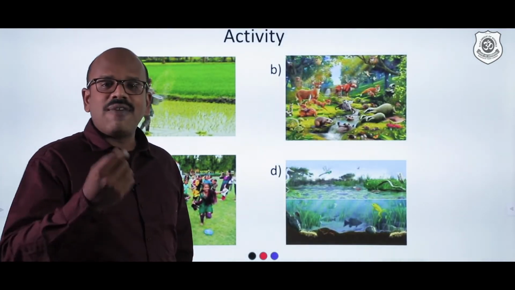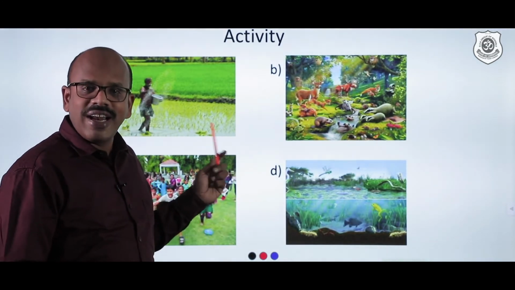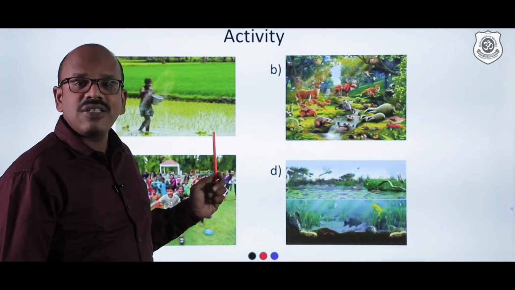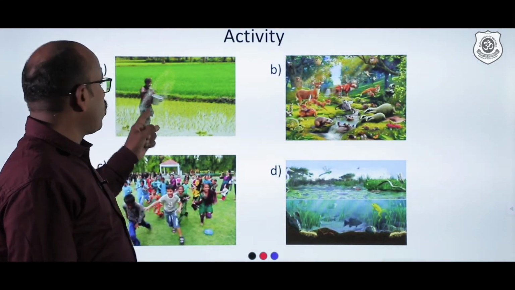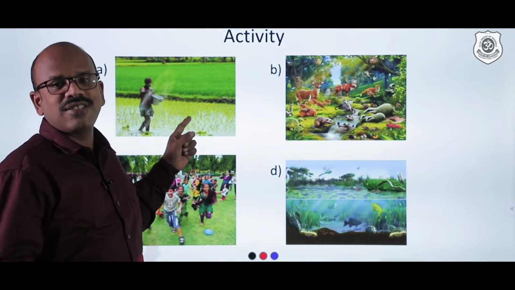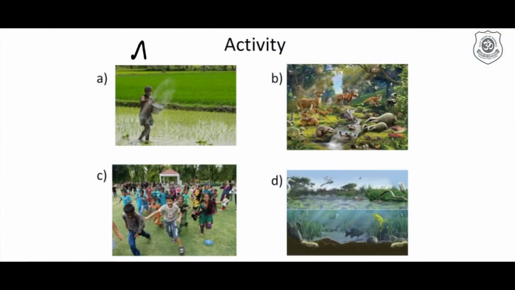Now, let us have a small activity. I am just showing you some pictures and I want you to identify whether they are natural or human-made. Boys, can you tell me A? Yes, you are right. A is artificial, because you know very well that the crop field is man-made.